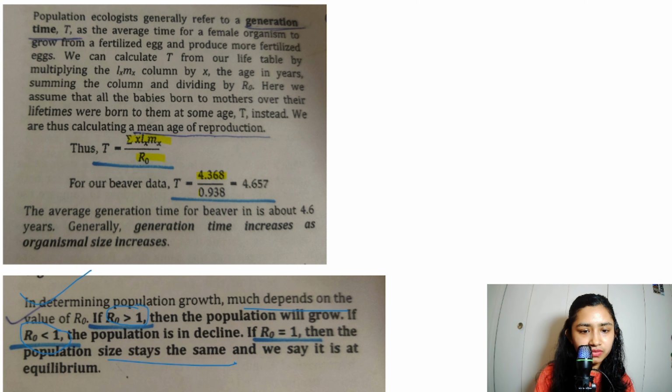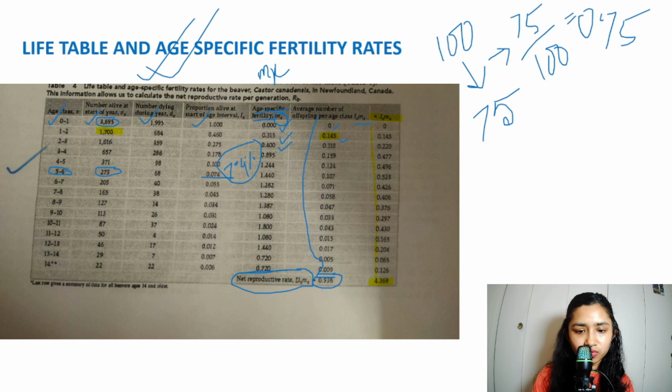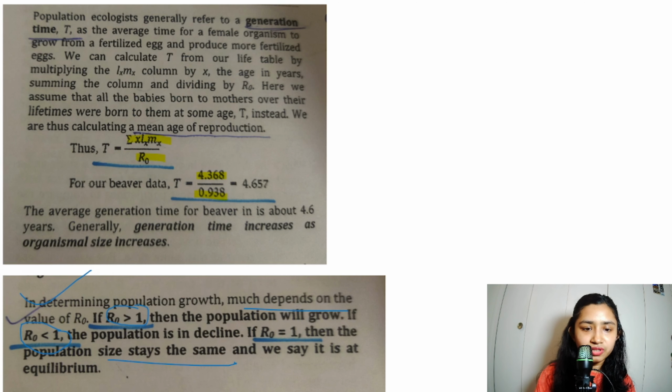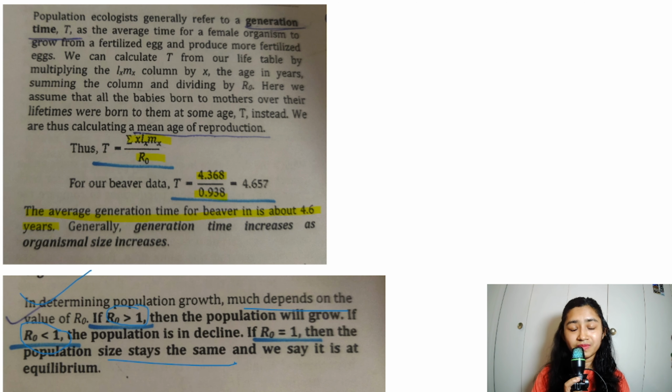R0 was 0.938. Here you can see the R0 was 0.938. Then you can know the generation time. So the average generation time for beaver is about 4.6 years. Okay, so the generation time is 4.6 years, and generally generation time increases as organismal size increases. Like larger animals need more generation time.